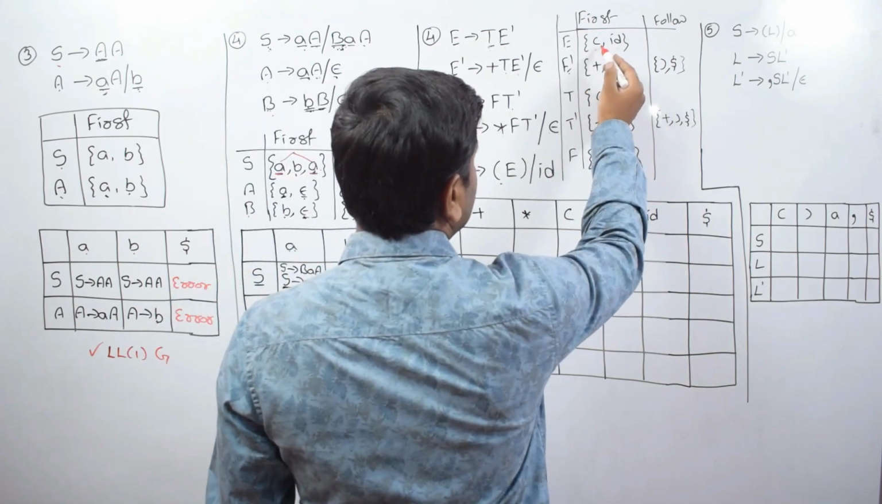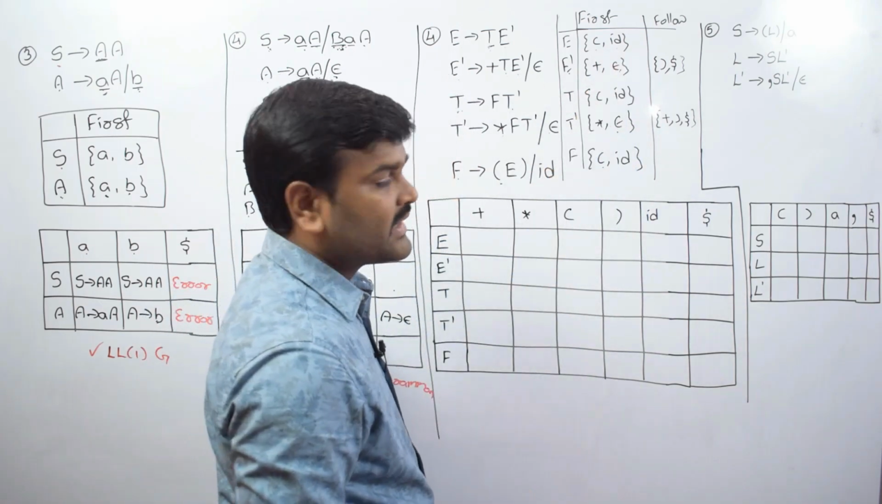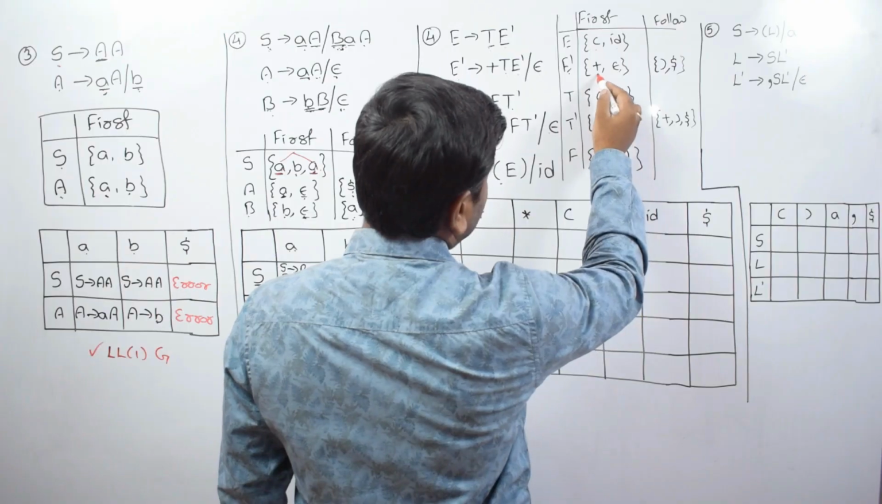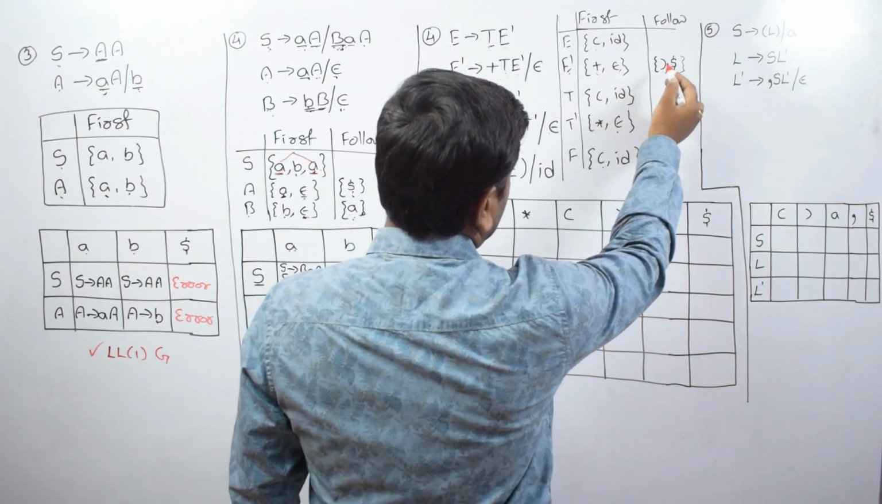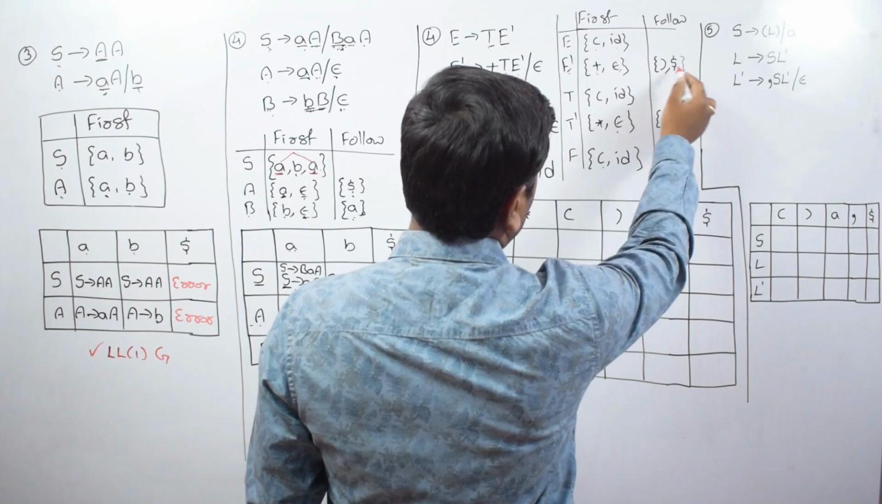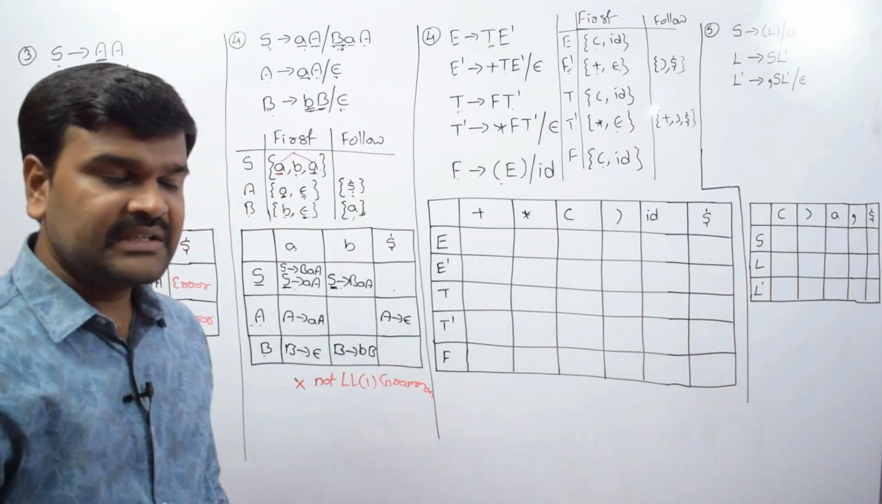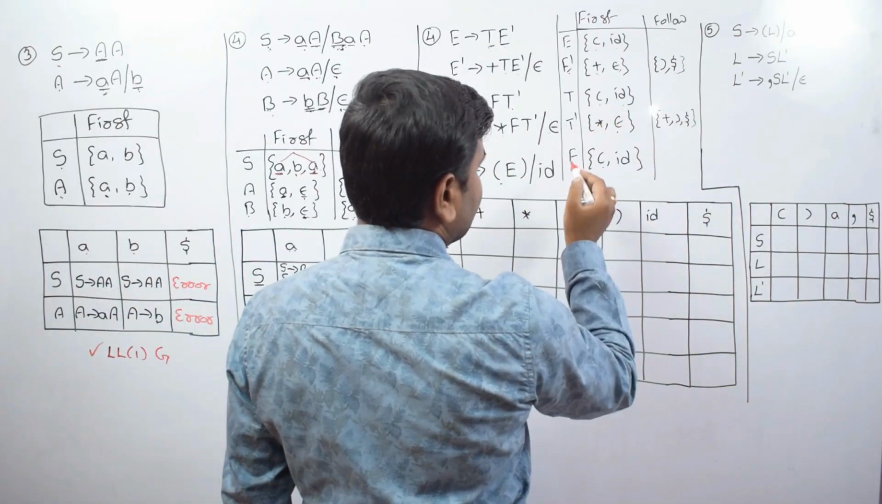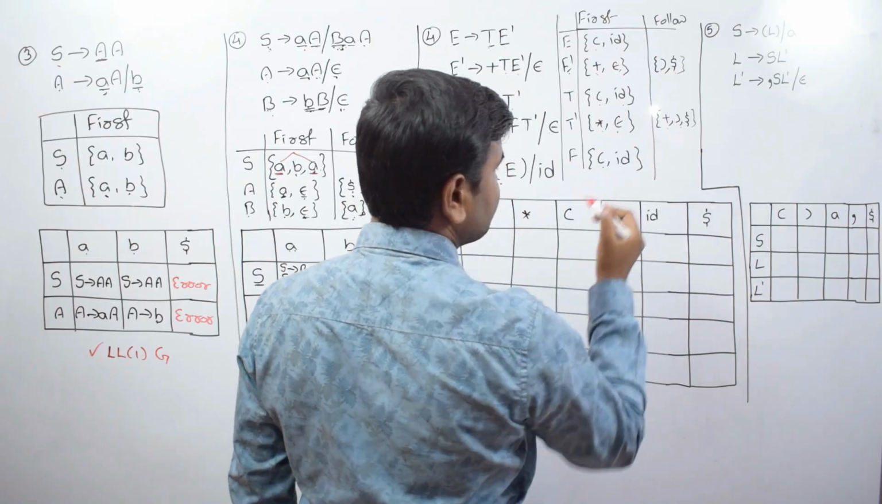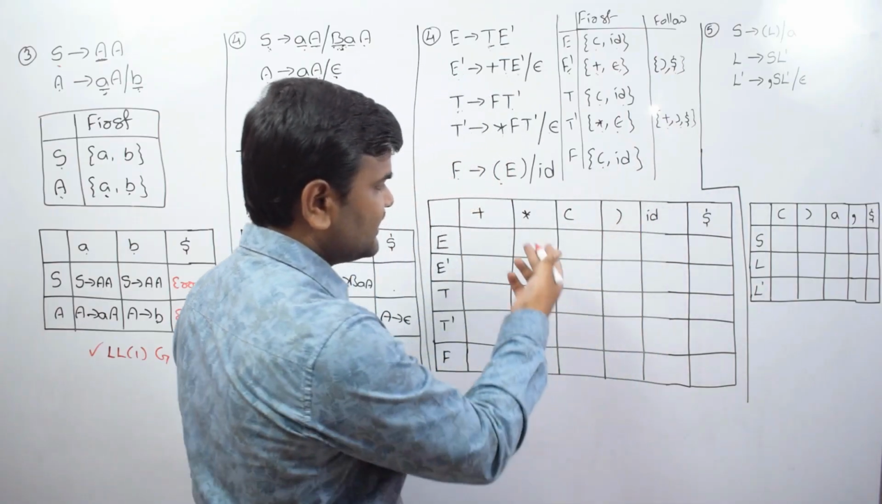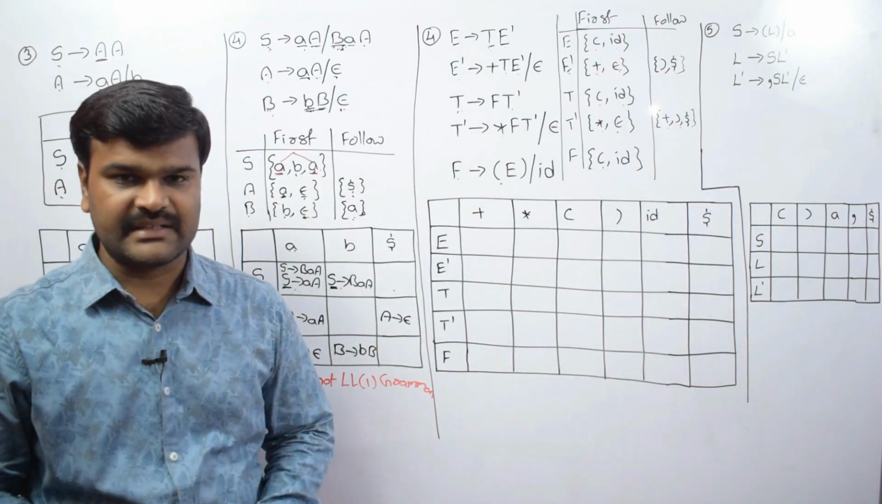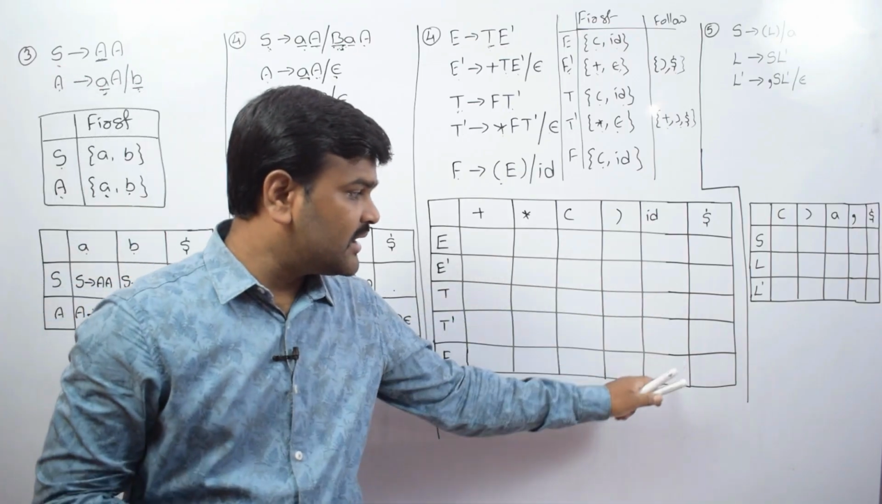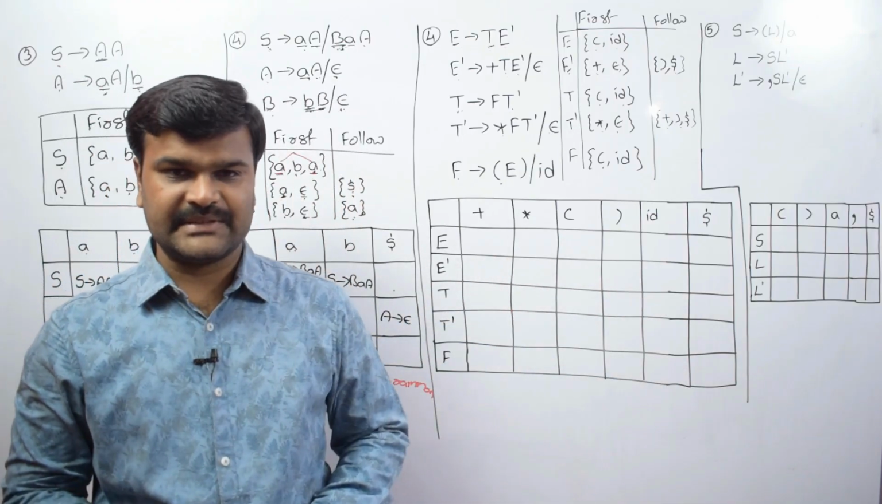Is there any repetition in this set? No. Here is there any repetition? Plus is there, and here closed brace, dollar. So overall there is no repetition. Then here no repetition, here also no repetition, then here no repetition. So the given grammar is LL1 grammar. Definitely you are not going to have multiple entries in this parse table.